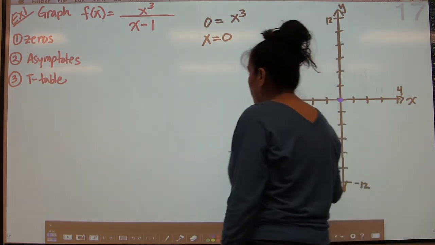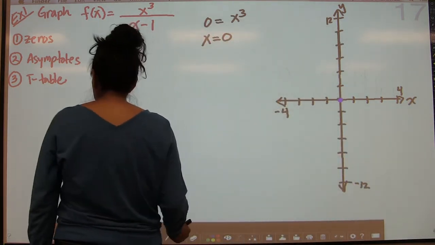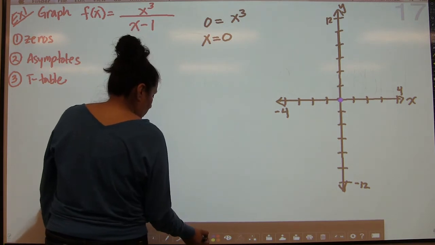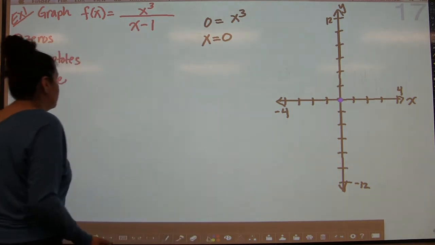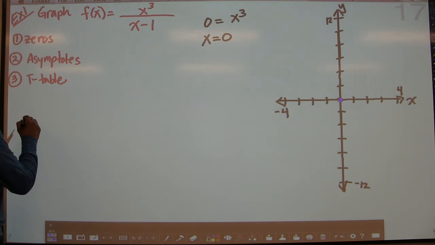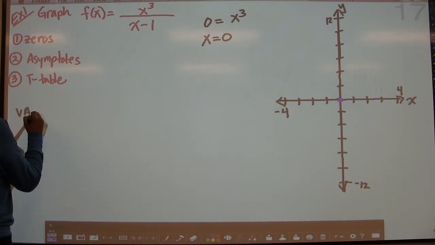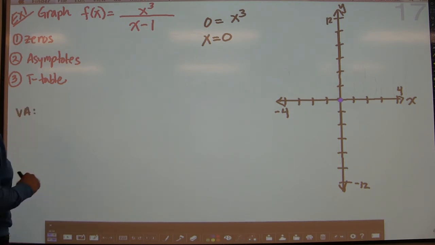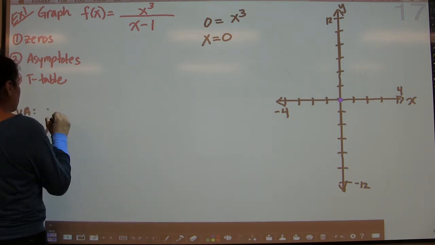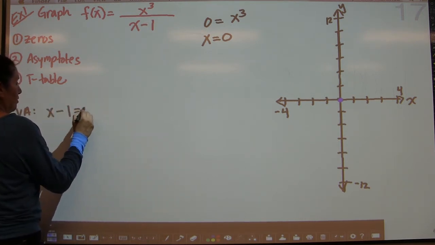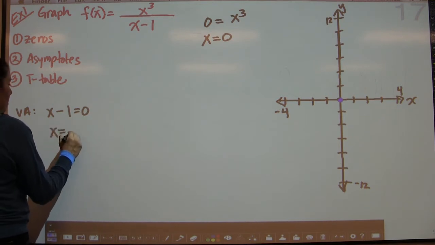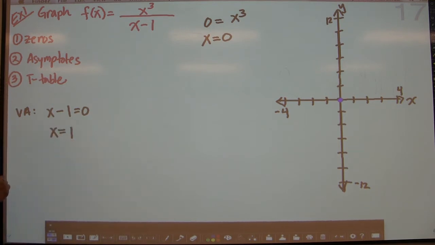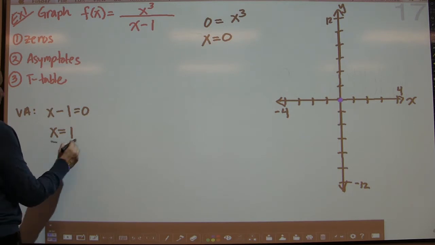There we go. All right, so that's going to give me my zeros. The next thing you want to do is move on to your asymptotes. For your vertical asymptotes, you want to take any time the bottom of the equation is going to equal 0. So for your vertical asymptotes, you want to take the bottom and make it equal 0. And in this case, if I add 1 to both sides, x equals 1 is my vertical asymptote.